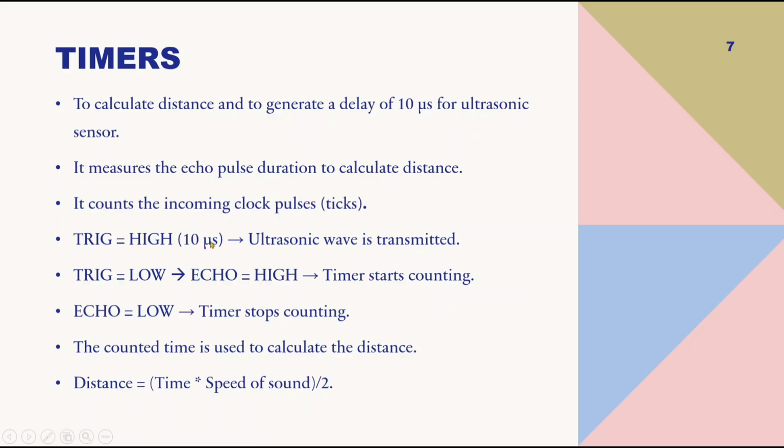First, the trig pin was high for 10 microseconds and the ultrasonic wave was transmitted. Then the trig pin was made low and the echo pin was made high as it reflected back the wave. As the echo pin is high, the timer starts counting. And then when the wave has ended, the echo pin is made low and the timer stops counting. And the time which the timer counted is used to calculate the distance using this formula: time into speed of sound divided by 2. We divide by 2 to calculate the one-way distance.